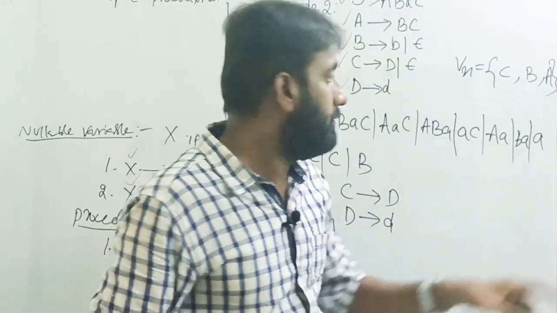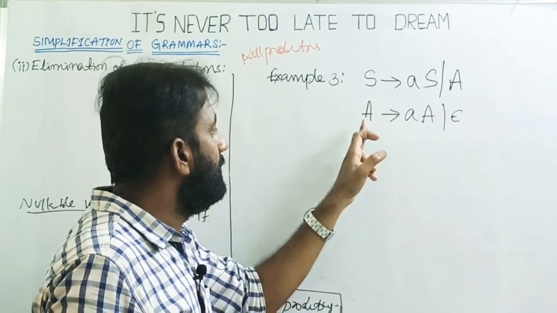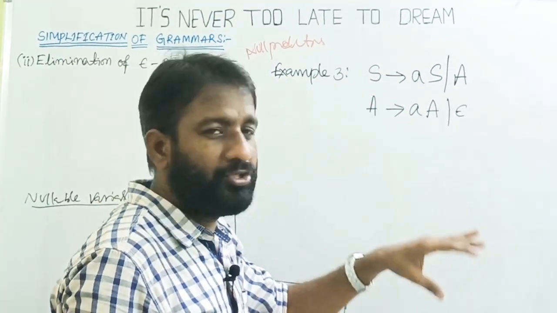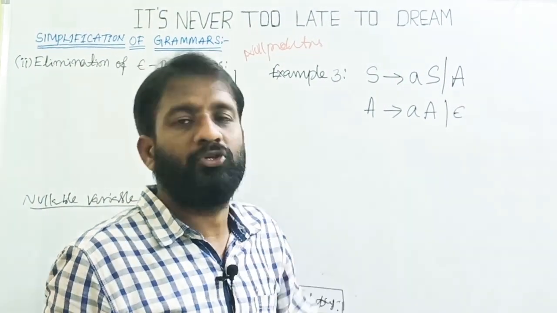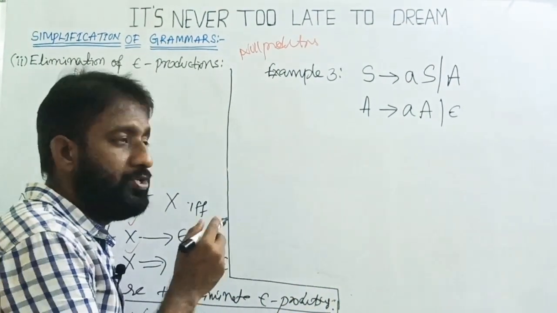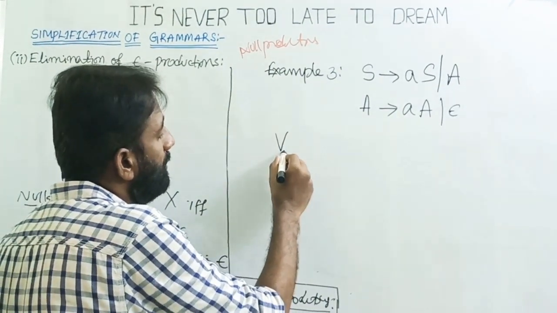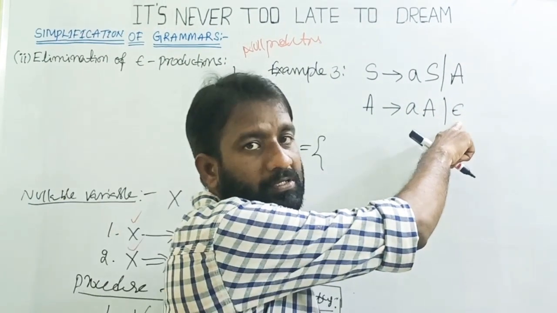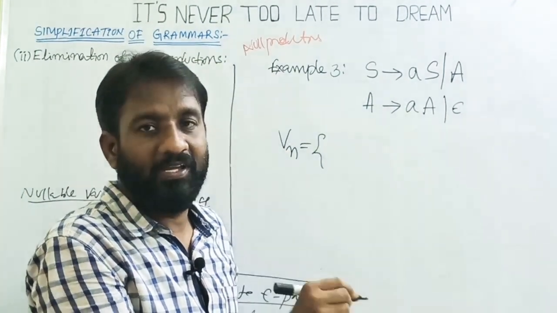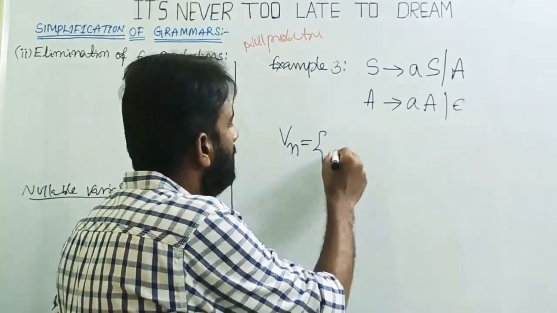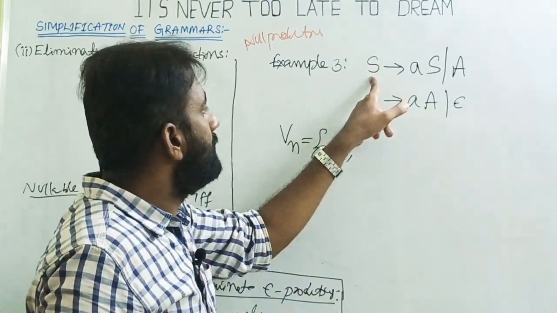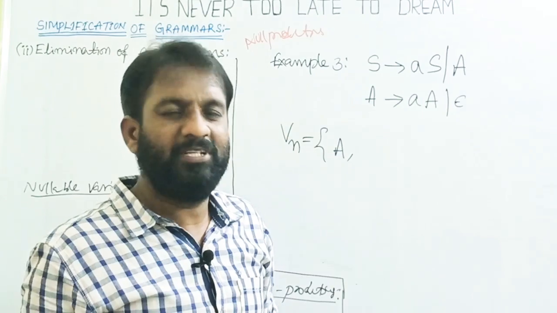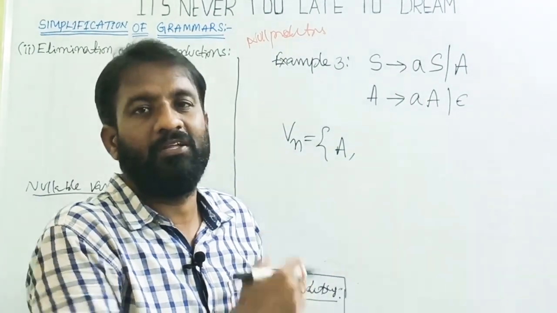Let's take one more example. S tends to aSA slash a, A tends to small a slash capital A slash epsilon. Now remove the epsilon production or null production from the grammar. See, as per the procedure, first identify the nullable variables, Vn equals to. By seeing this, A tends to epsilon, straight away we can identify A is a null variable. Then S tends to A. If I replace A with epsilon, S is also a nullable variable. This is one somewhat different problem than others.